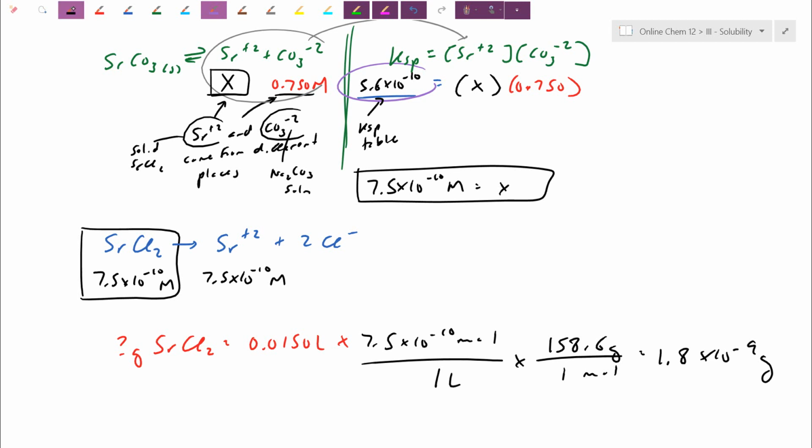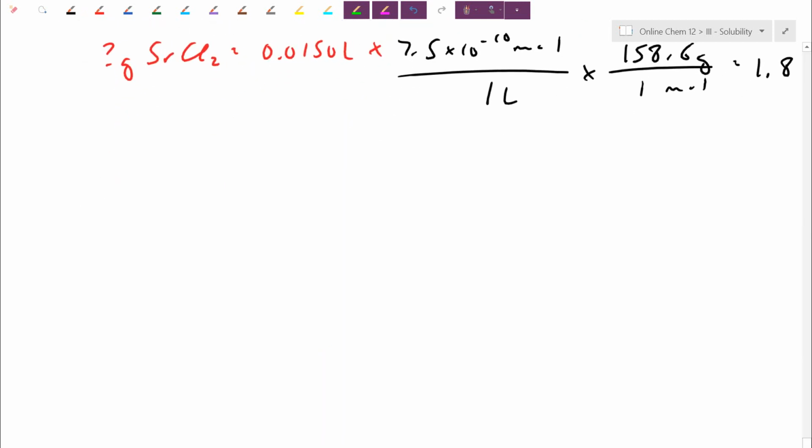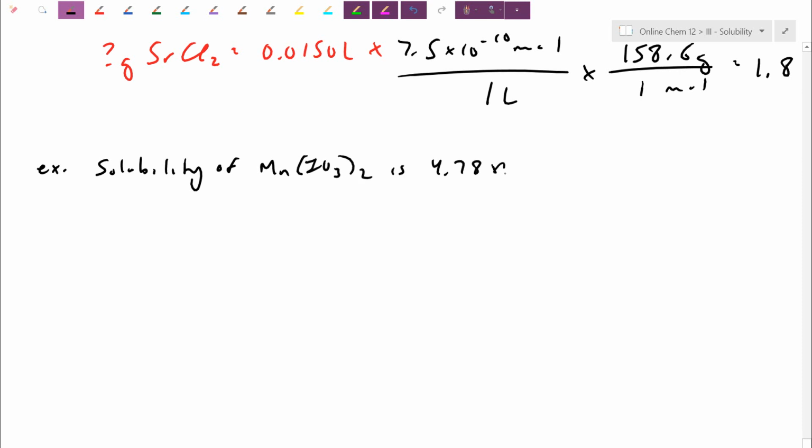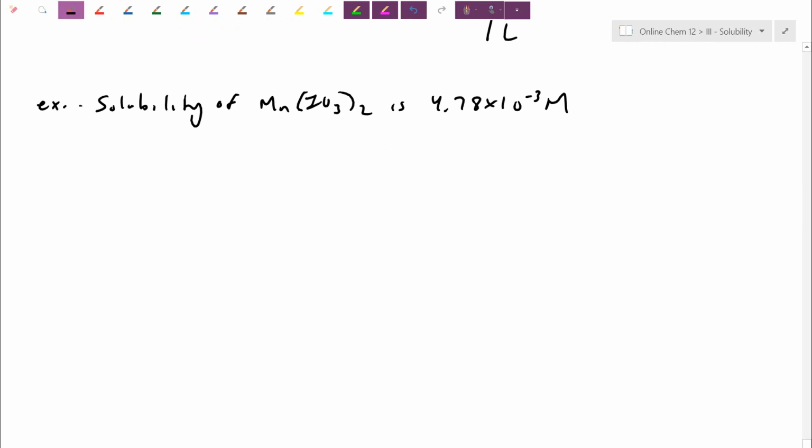All right? So let me just try one more question with you here. Similar style: what's this maximum limit before you hit saturation? I'm going to give you in this problem the solubility of a compound, manganese 2 iodate, given as 4.78 times 10 to the negative 3 molar. That is the solubility. That's how much you manage dissolving. First part of the question, let's say part A, I want you to calculate the KSP at this temperature.